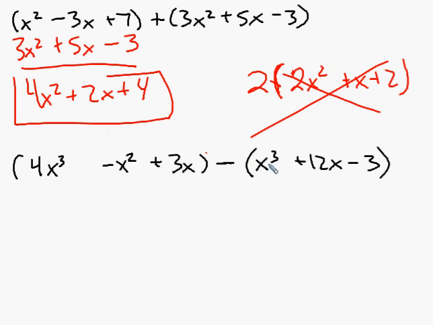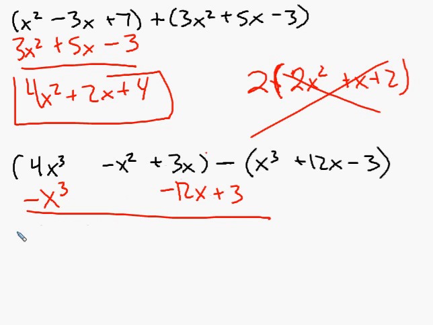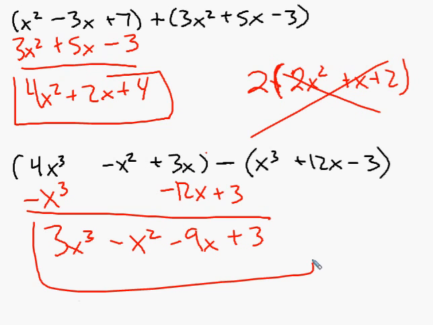Alright, this one's subtracting. I distribute that negative, so I get negative x cubed, negative 12x, and then plus 3. Now I see that I did not line this up properly. So I've got to line up my like terms. That's an x squared, so minus 12x. And then I have a plus 3 hanging out here. There's no like term there. So 4 minus 1. We actually subtracted that, and then there we go.